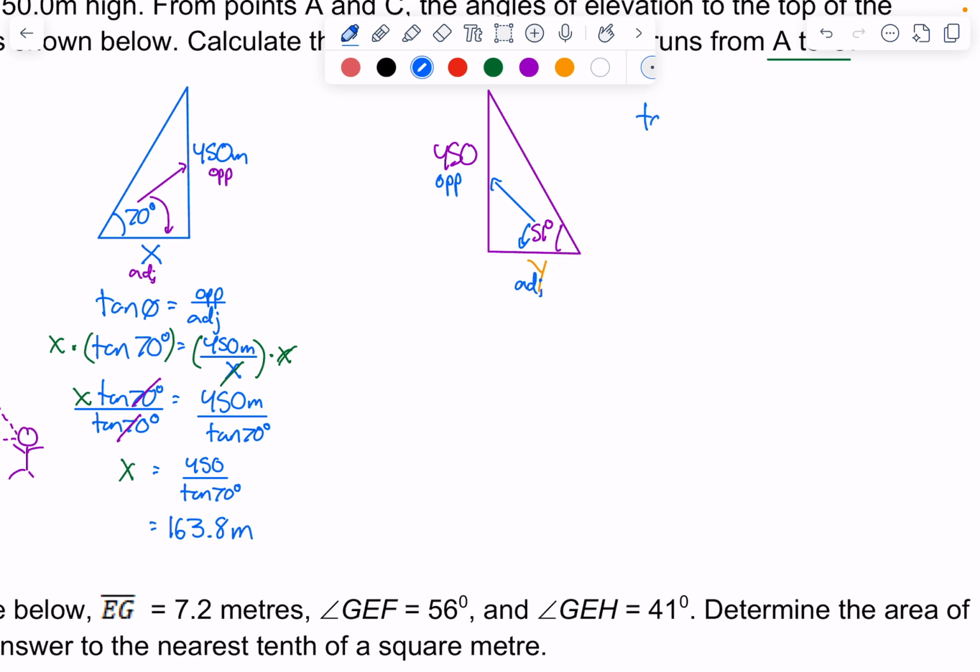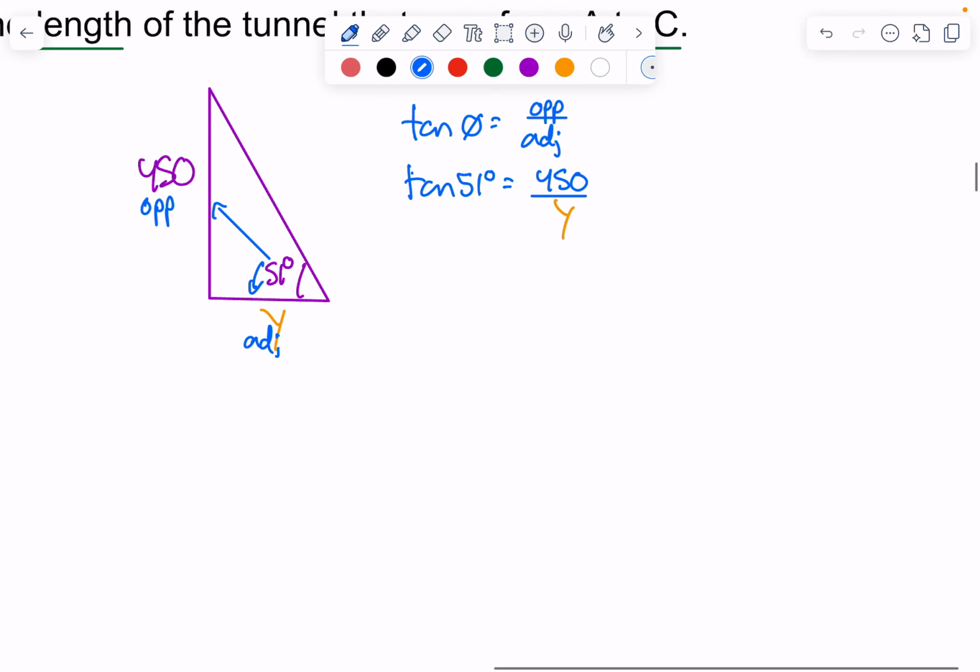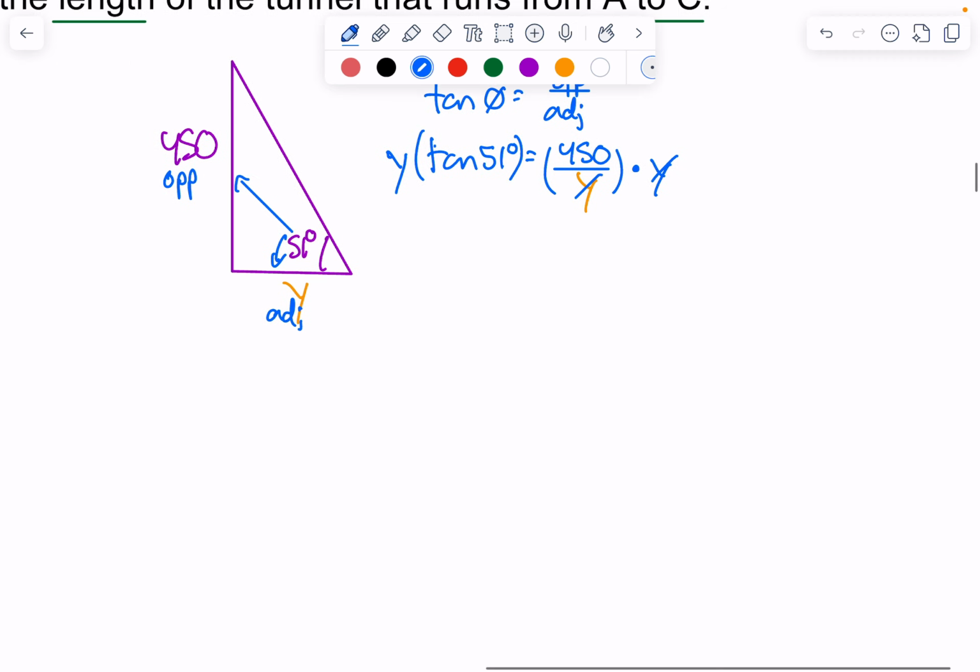So tan of theta is opposite over adjacent. So tan of our given angle, 51 degrees, is 450 over the value that we're looking for, y. So rearrange this problem to look for y. So the first thing you need to do is get it off the bottom. So multiply both sides by y. So these will cancel. And you get y tan 51 degrees is equal to 450.